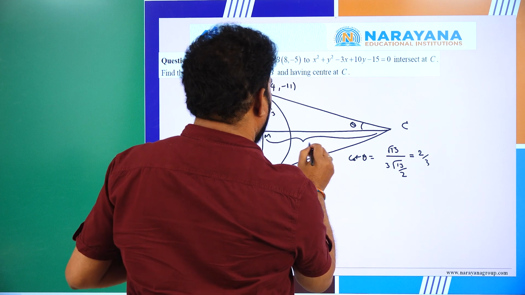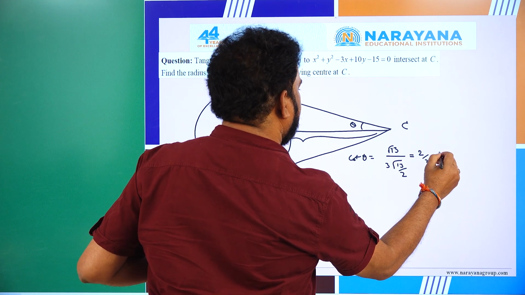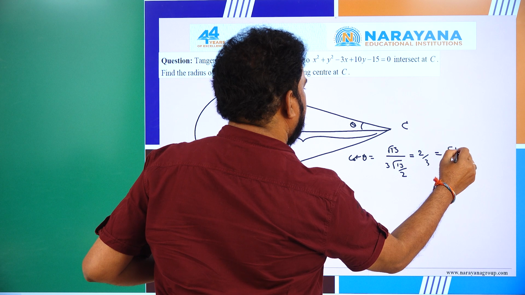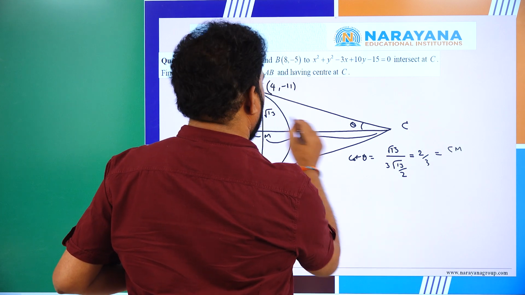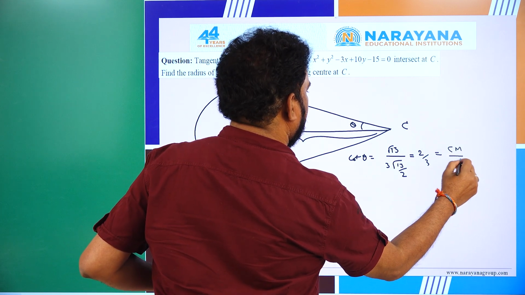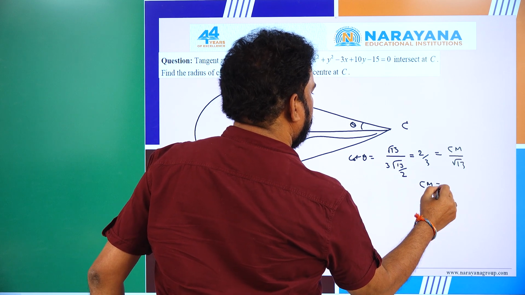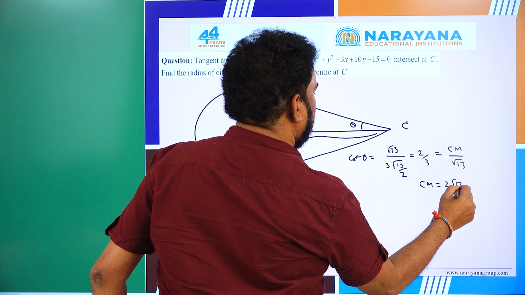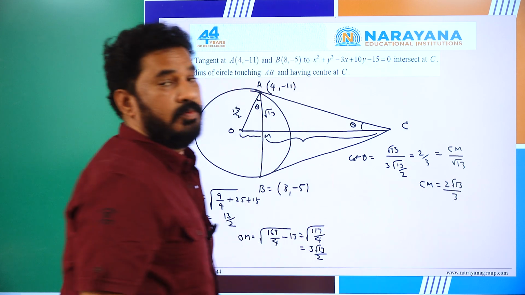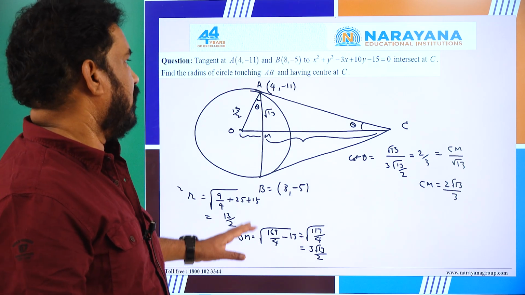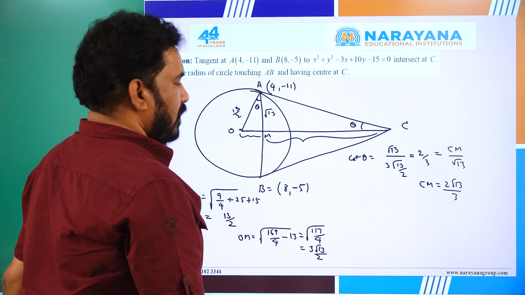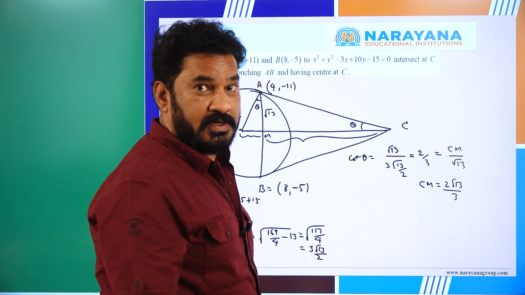From this, let us take this CM, which is nothing but CM by root 13. So then CM is equal to 2 root 13 by 3. So that would be the answer for this question. Okay, fine, good question. I hope everybody understood this.